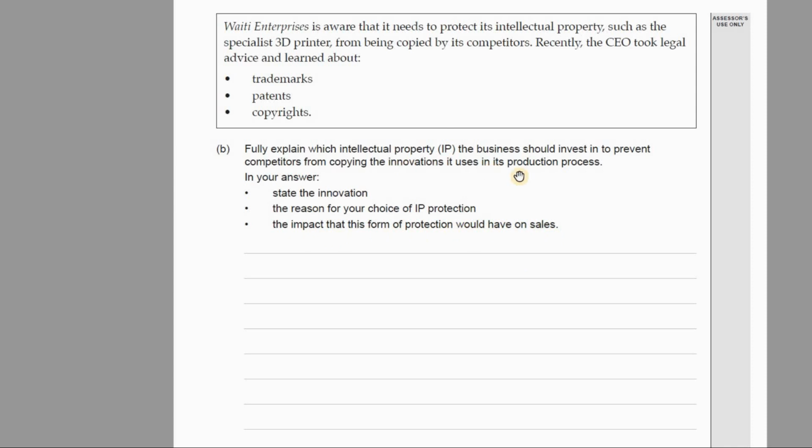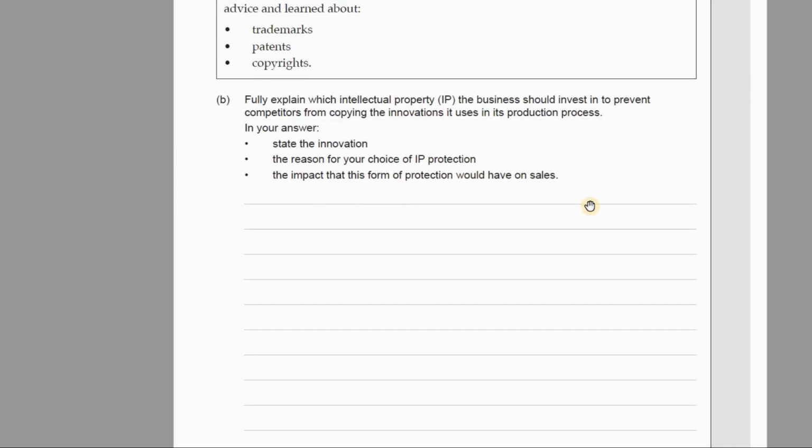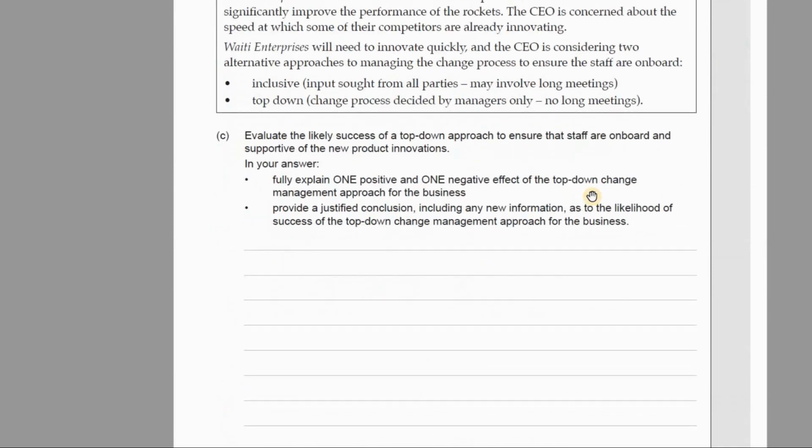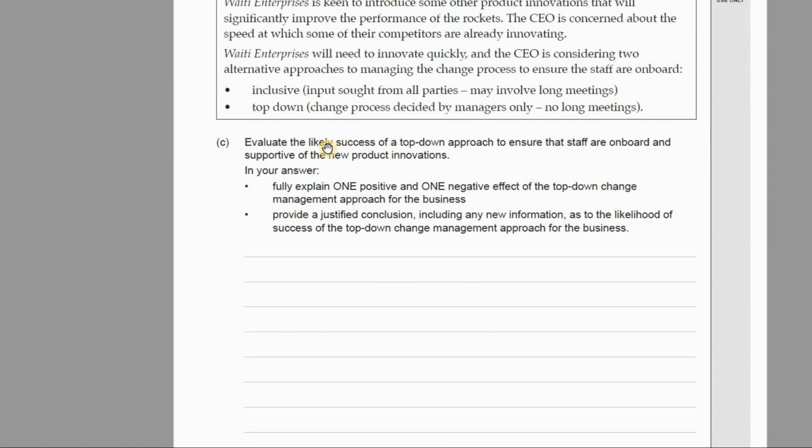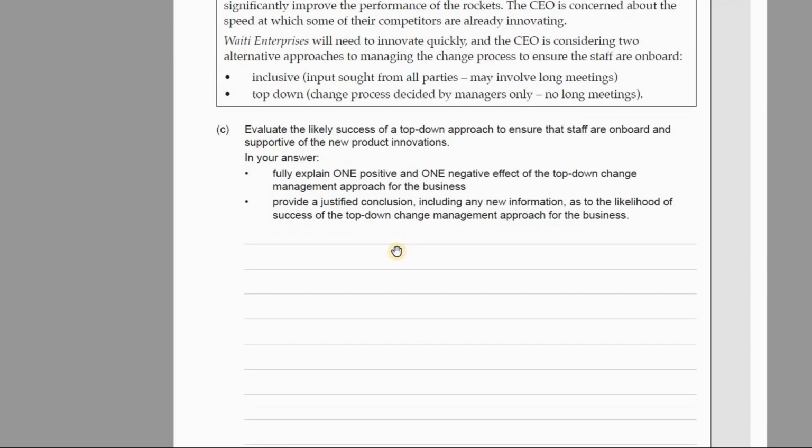Okay, so I'm going to talk about innovation, specifically process innovation, and I'm going to have to talk about intellectual property. What else can I glean? Well, in C, I'm going to have to look at change management. I'm looking at a top-down approach to ensure that staff are on board with product innovations, but to fully explain one positive and one negative effect of the top-down change. And I'm going to have to provide a justified conclusion about whether that's going to be successful or not.